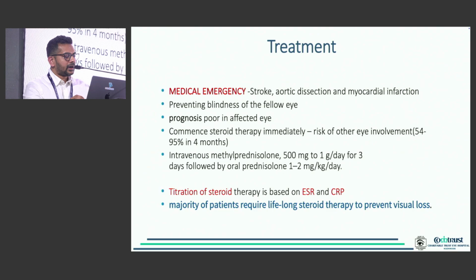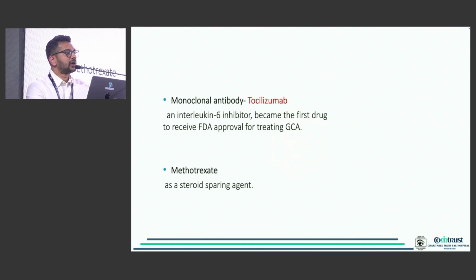Arteritic AION secondary to GCA should be considered a medical emergency due to the involvement of the fellow eye, and it also carries life-threatening complications such as stroke, aortic dissection, myocardial infarction. So steroids should be started immediately and shouldn't wait for the results of the temporal artery biopsy. We should start treating with intravenous methylprednisolone, and it should be titrated based on the ESR and CRP. The majority of patients require lifelong steroid treatment. Some patients may need steroid sparing agents such as methotrexate, and tocilizumab is a monoclonal antibody approved for the treatment of GCA.